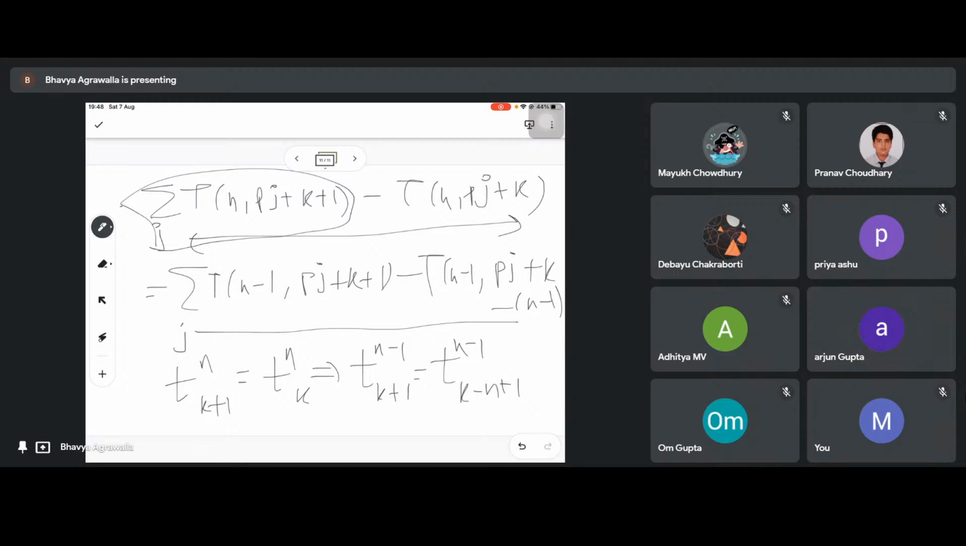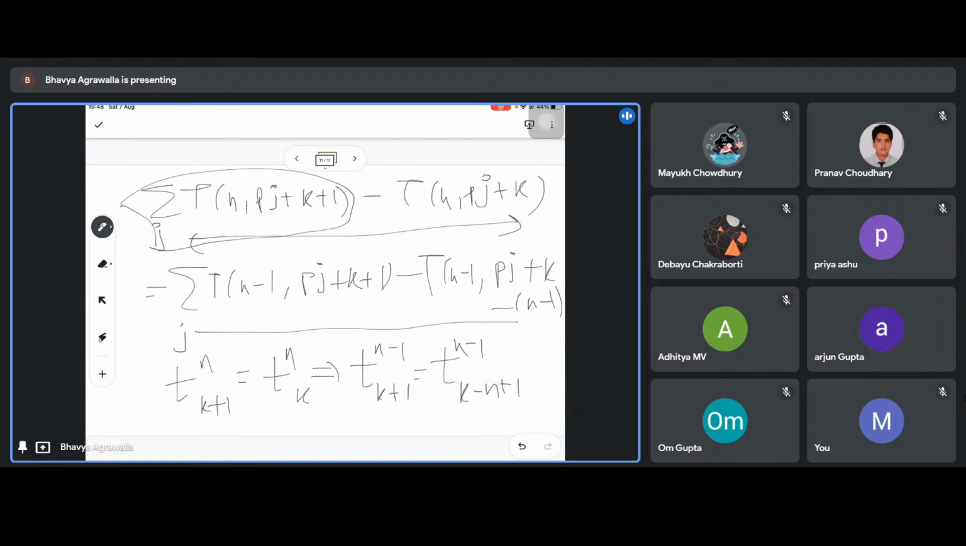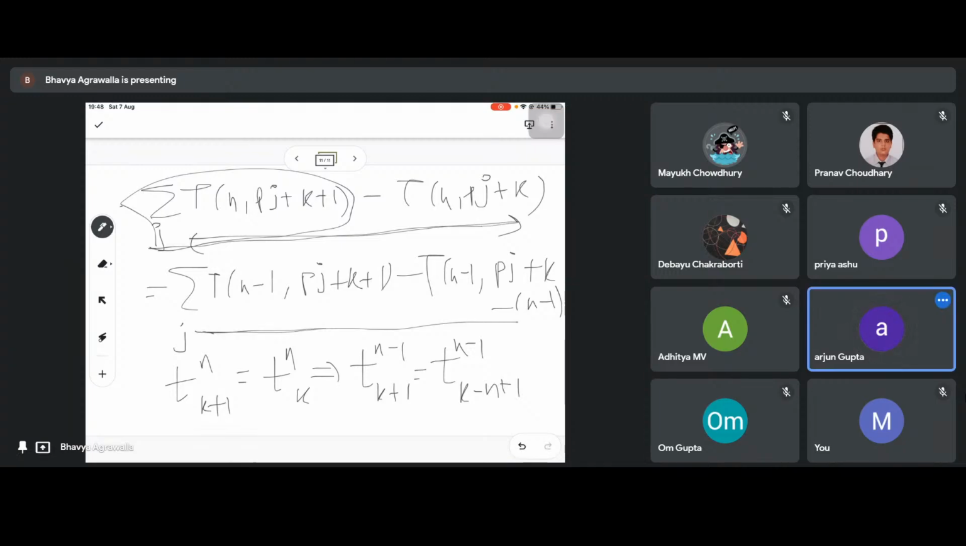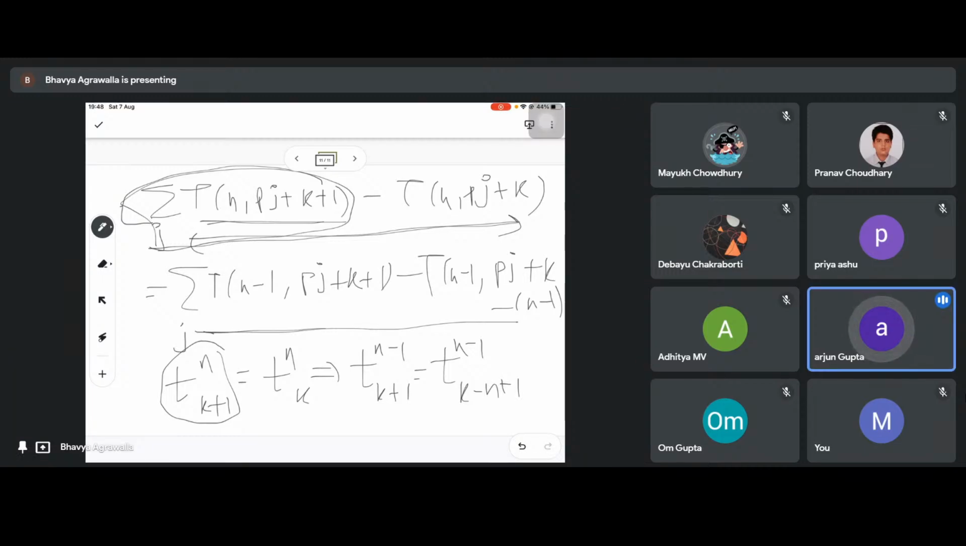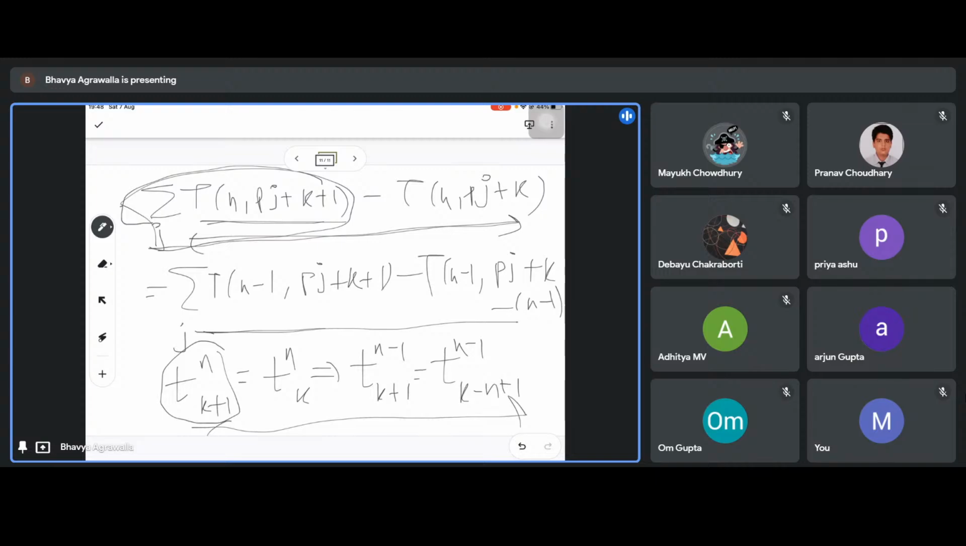Could you repeat? Yeah, so this thing you understood, right? Yeah. So now what is the first term over there, the sum over j of this thing? This is just small t of n comma k plus 1, right? Yeah, I got this thing you have written down. So we got this thing, right?